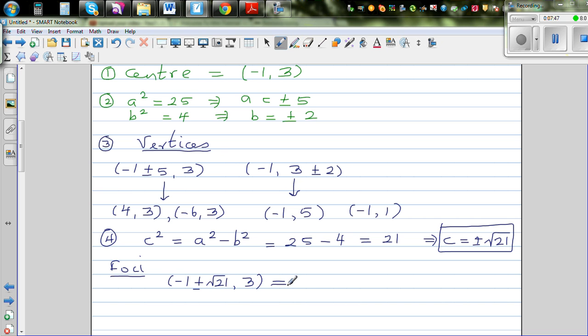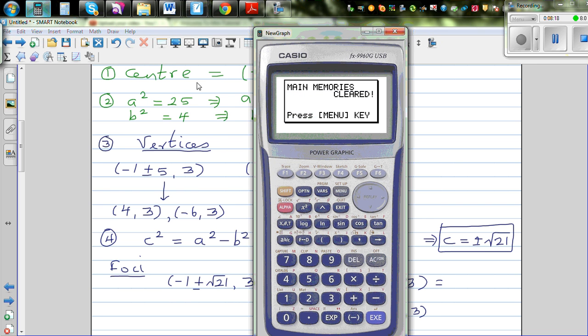So this implies your F1 would be minus 1 plus root 21 comma 3, and your F2 is minus 1 minus root 21 comma 3. So this is equal to minus 1 plus root 21. Let's do this on a calculator.